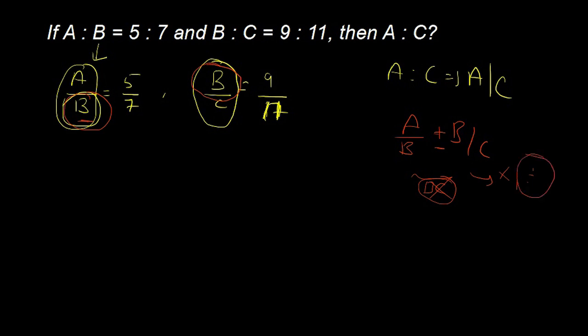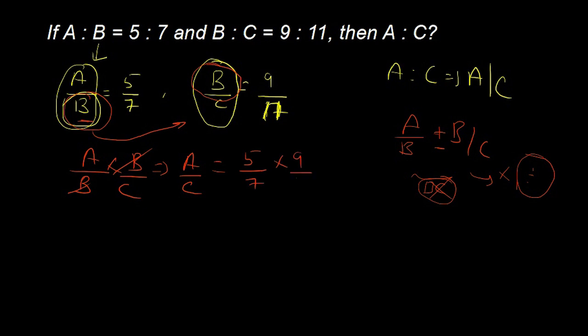So if you multiply A by B into B by C, the B is cancelled from there and you will get only the value of A is to C. So this is 5 by 7 multiplied by 9 by 11. So 9 5s are 45, 11 7s are 77. These are the values you are going to get for A is to C.